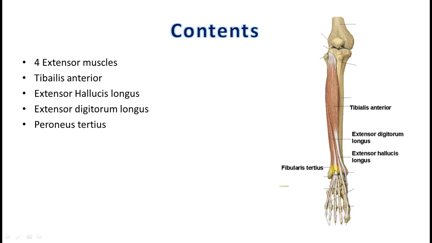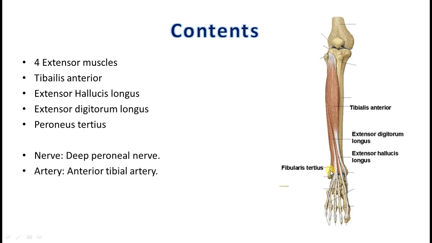Then more laterally you have a small muscle which is called the Peroneus tertius. The other name for Peroneus, which some books use, is fibularis. Instead of Peroneus you can write it as fibularis. So four muscles: tibialis anterior, extensor hallucis longus, extensor digitorum longus, and Peroneus tertius. The nerve of the compartment is the deep peroneal nerve, and the artery is the anterior tibial artery.